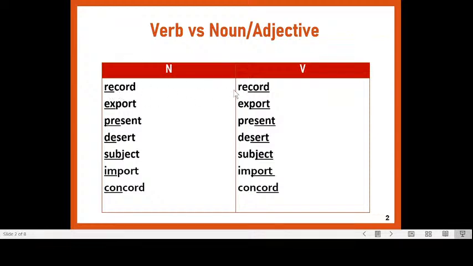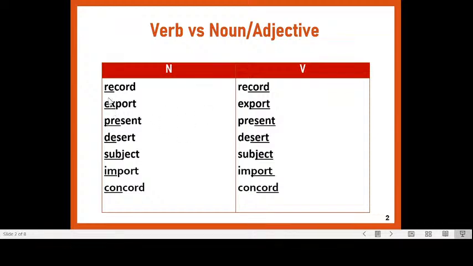Okay, when the same word is a verb, it has a different pronunciation. Record, export, present, desert, subject, import, concord. Okay, so stress here is on the second syllable, which is underlined, and the second syllable is louder and stronger, whereas the first syllable is weaker and it's also fast in pronunciation.